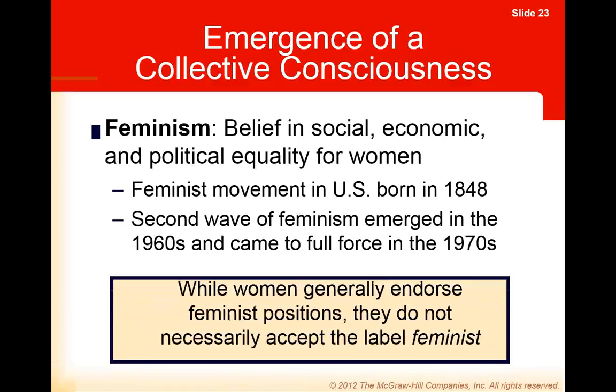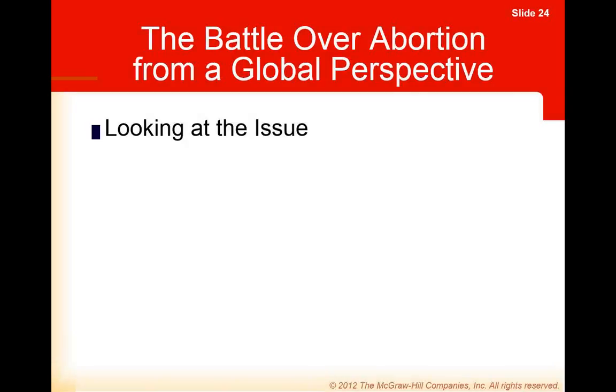Women generally believe that women should be equal in society. However, many of them do not like the label feminist, and as I said, a lot of that has to do with the negative connotations of that particular label in our society.